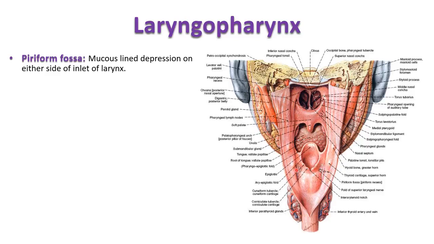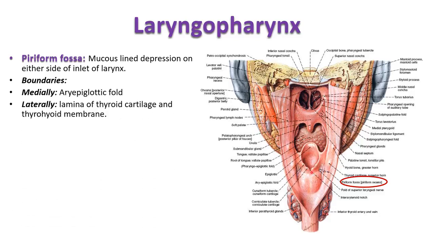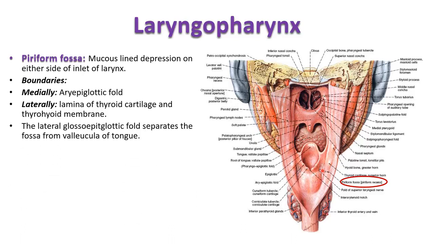Now what are the boundaries of this pyriform fossa, also called the pyriform recess? Laterally, it is formed by the lamina of the thyroid cartilage and the thyrohyoid membrane. Medially, you are able to see the aryepiglottic fold, the fold extending from the arytenoid cartilage to the epiglottis. So laterally, the lamina of the thyroid and the thyrohyoid membrane are all covered by the mucous membrane.